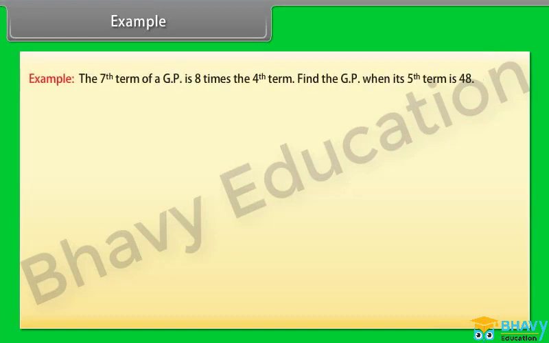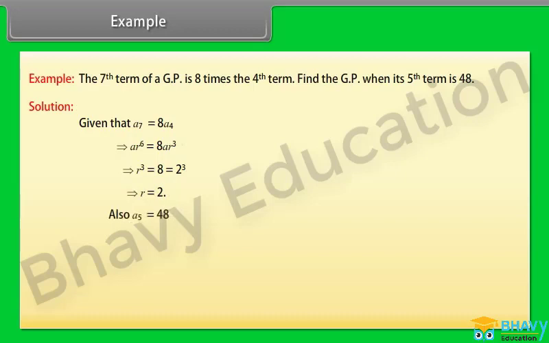Example: the 7th term of a GP is 8 times the 4th term. Find the GP when its 5th term is 48. Solution: given that A7 is equal to 8 into A4, it implies a into r raised to power 6 is equal to 8 into a into r cube. It implies r cube is equal to 8, which is 2 cube. It implies r is equal to 2.